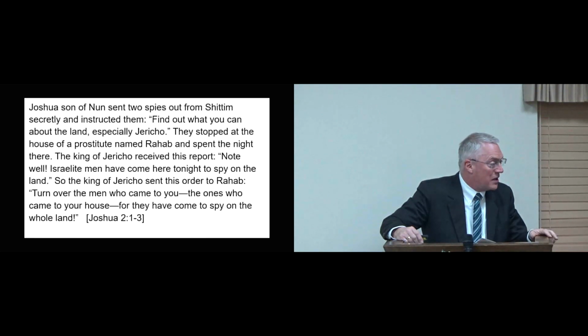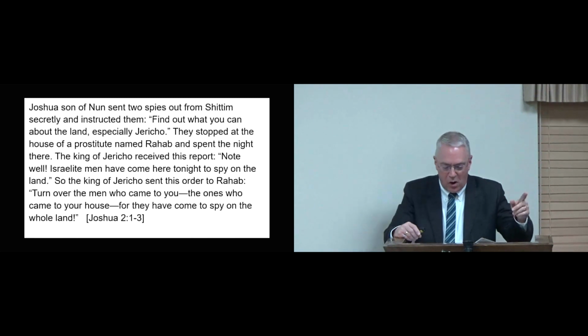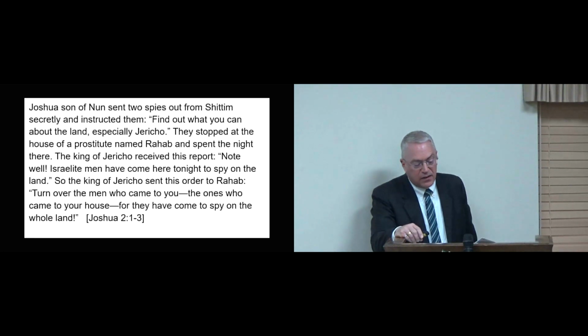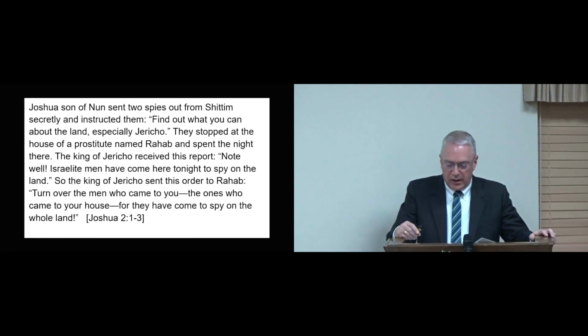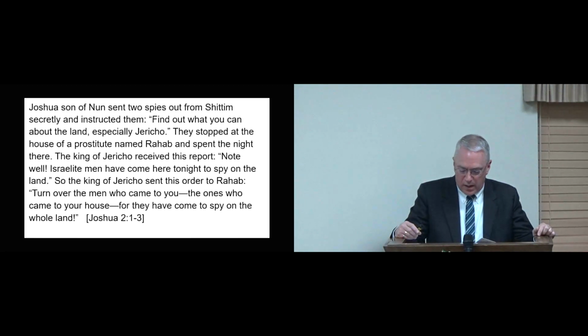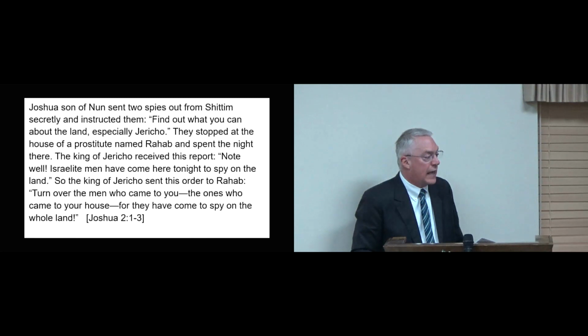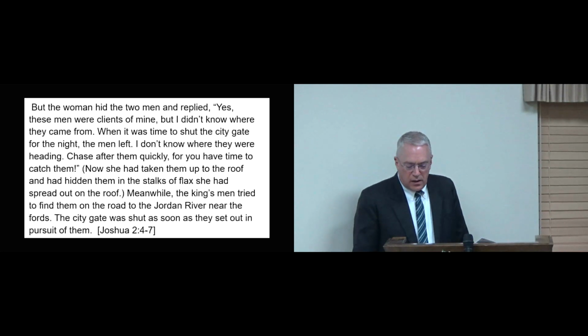But unfortunately, somehow they were discovered, because what we see next is the king of Jericho receives this report. Note well, Israelite men have come here tonight to spy on the land. And somehow they figured out they went to her place. So the king of Jericho sent this order to Rahab. Turn over the men who came to you, the ones who came to your house, for they have come to spy on the whole land. Uh-oh. Got caught.